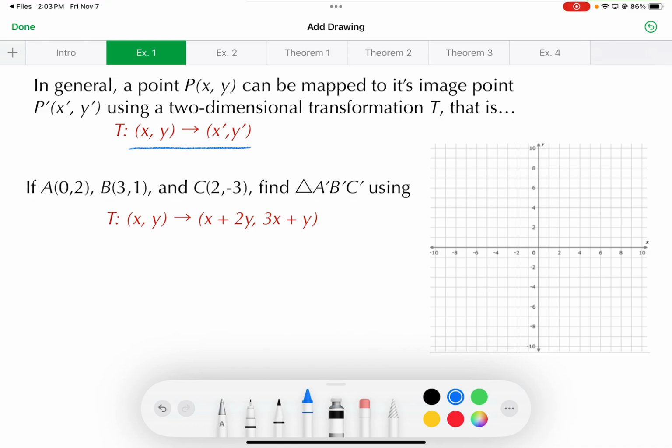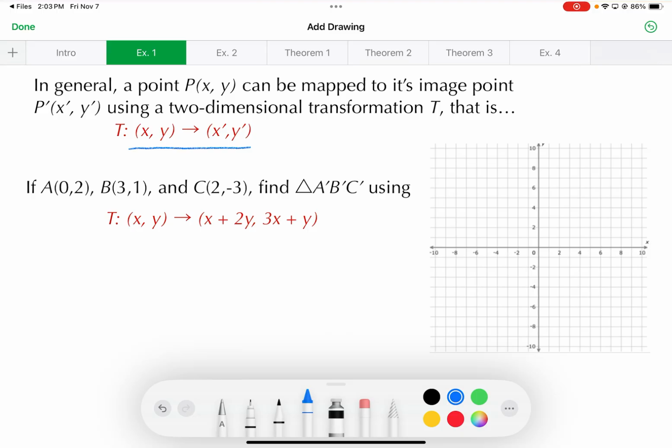So T is the transformation. It's mapping the point with coordinates x, y to a second point P prime with coordinates x prime, y prime. So that's what that notation means.